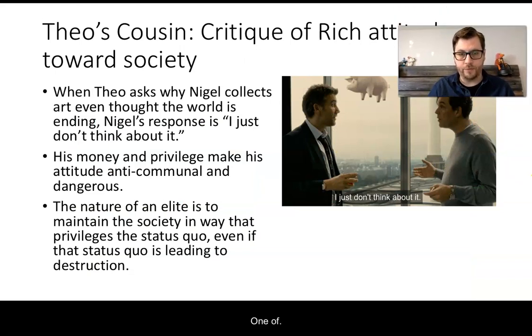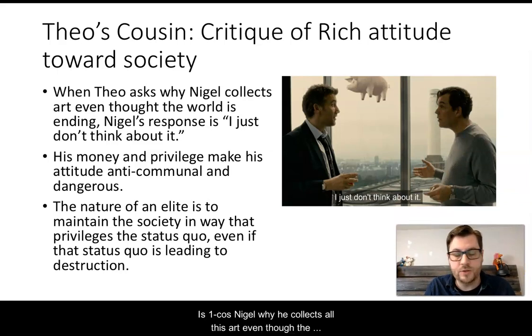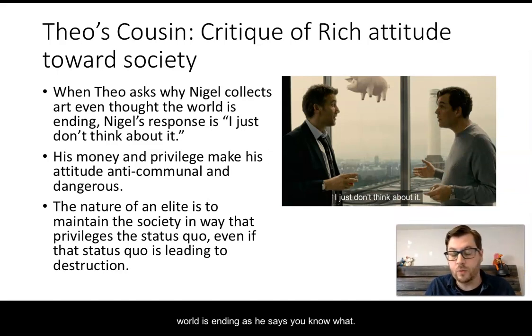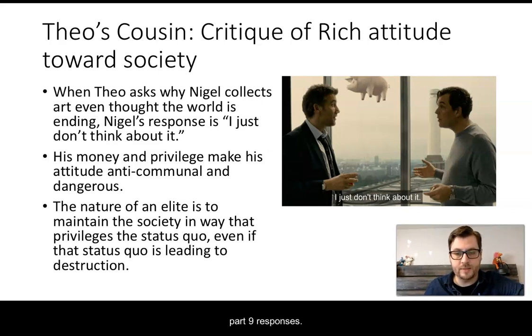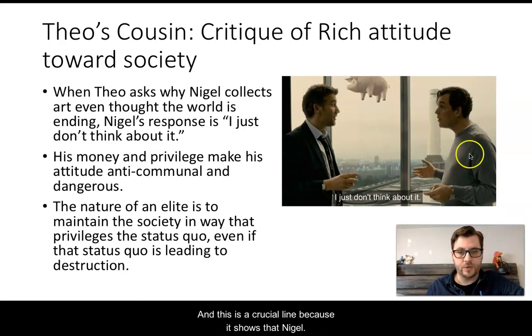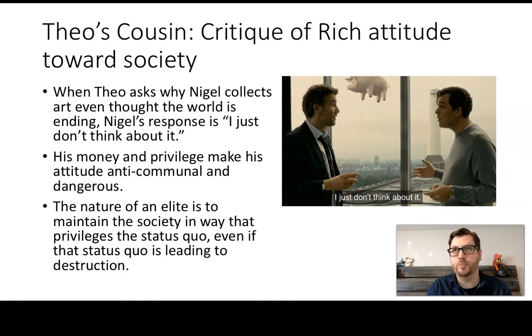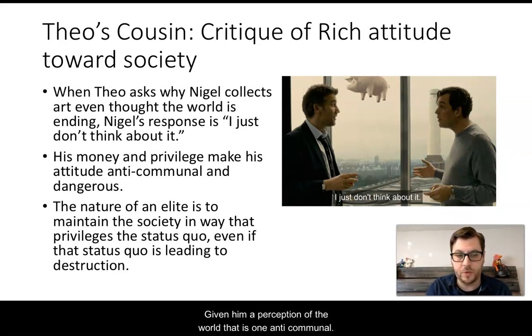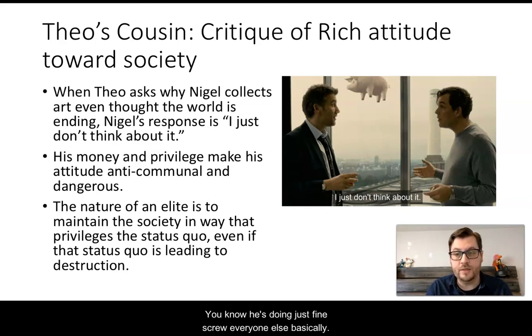All right. One of the most important scenes with Nigel is when Theo asks Nigel why he collects all of this art, even though the world is ending. As he says, in a few years, there'll be no one around to view any of this art. Nigel's response is, I just don't think about it. And this is a crucial line because it shows that Nigel's elite status in the community has given him a perception of the world that is, one, anti-communal. I don't care about it means that he doesn't care about anyone else. The world is ending. He's doing just fine.